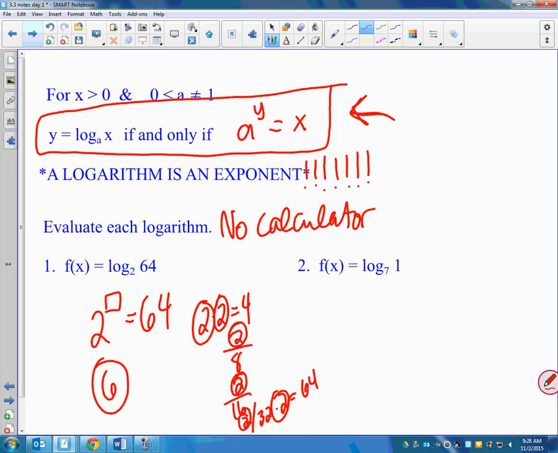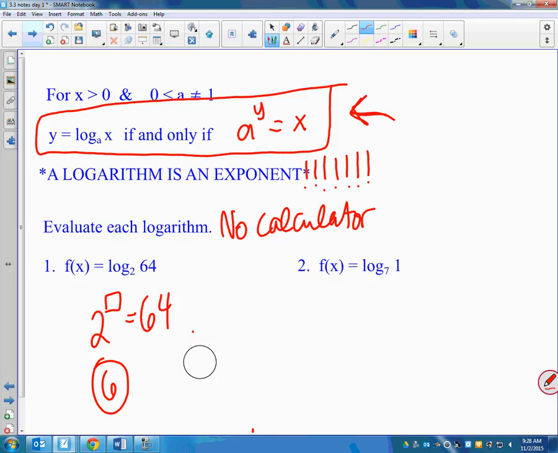Memories of this from last year? So what's this one saying? Here's my base. Here's my answer. What's the exponent? I like to do this: 7 to the y equals 1. Right? The base, the answer, I'm trying to find the exponent. What exponent gives me a value of 1? 0. So the answer here is just 0.